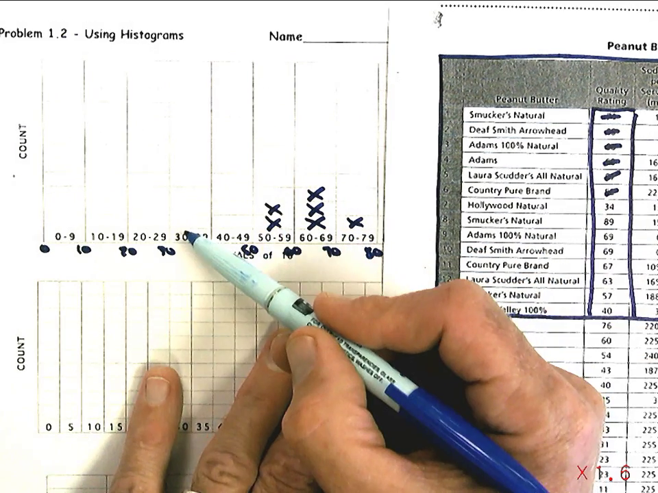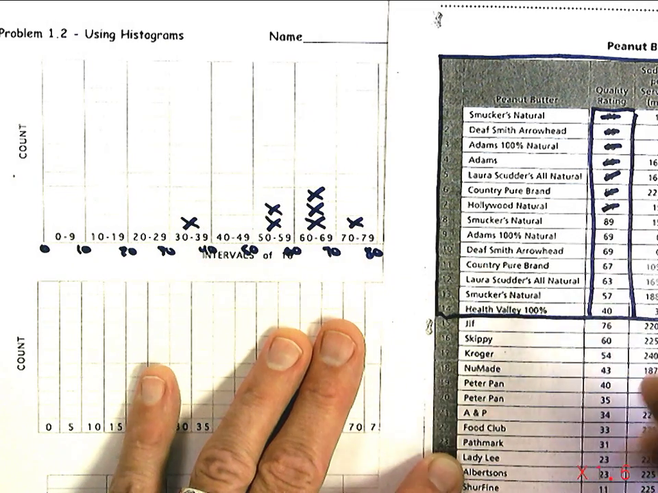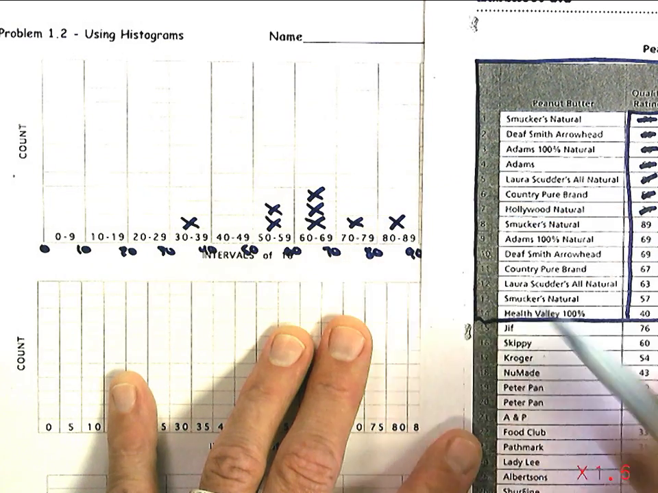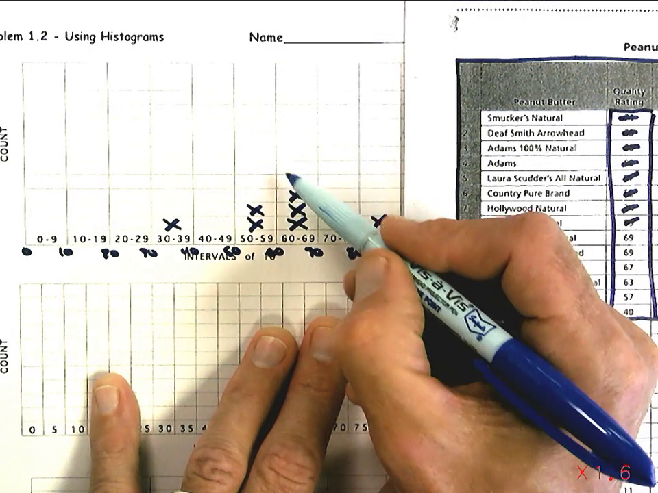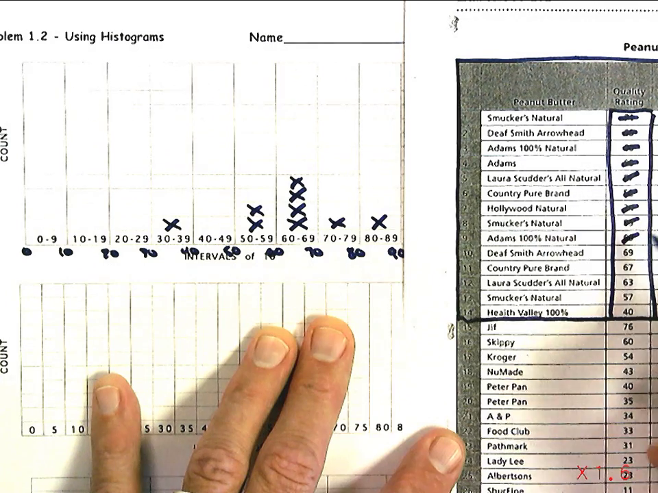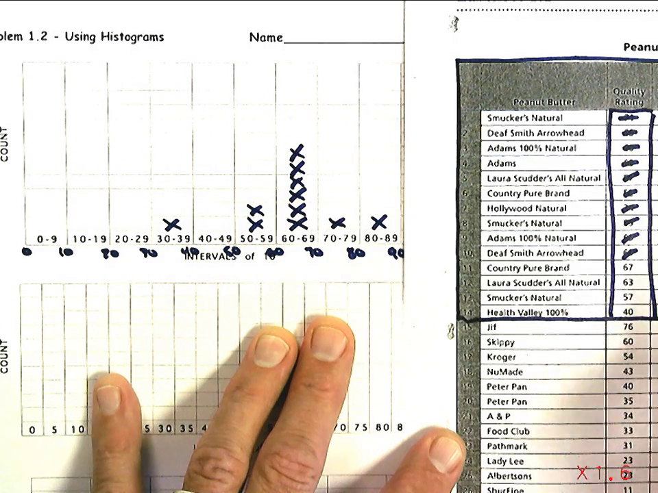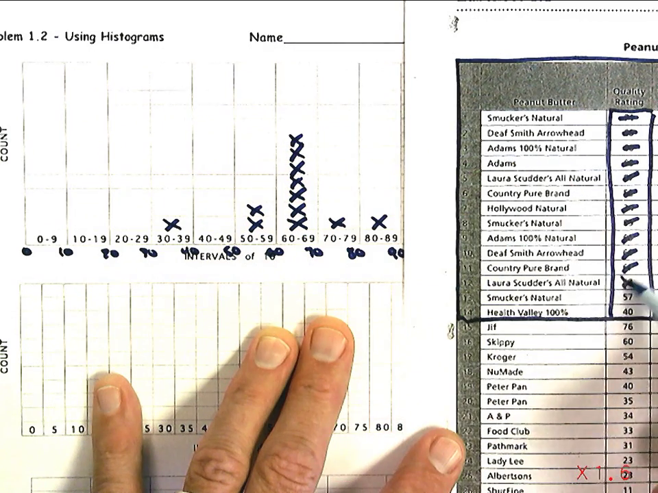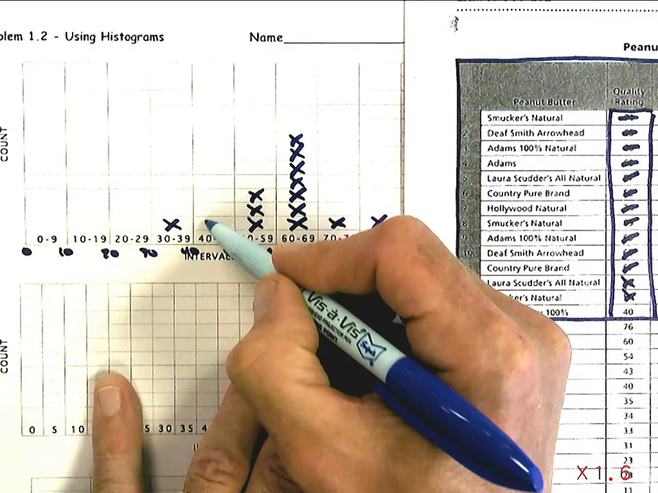34, and again our intervals are intervals of 10. 89, so I go over here, it's going in there. 69, another one. 67, same interval. 63, same interval. 57, and 40.